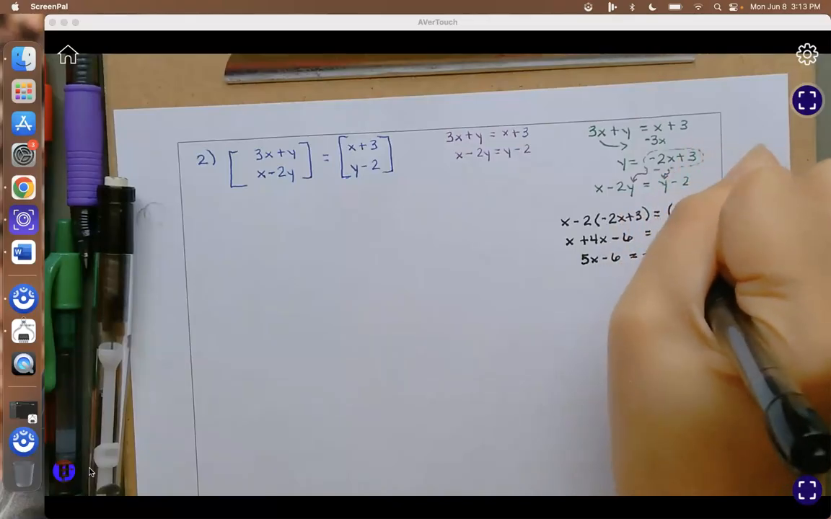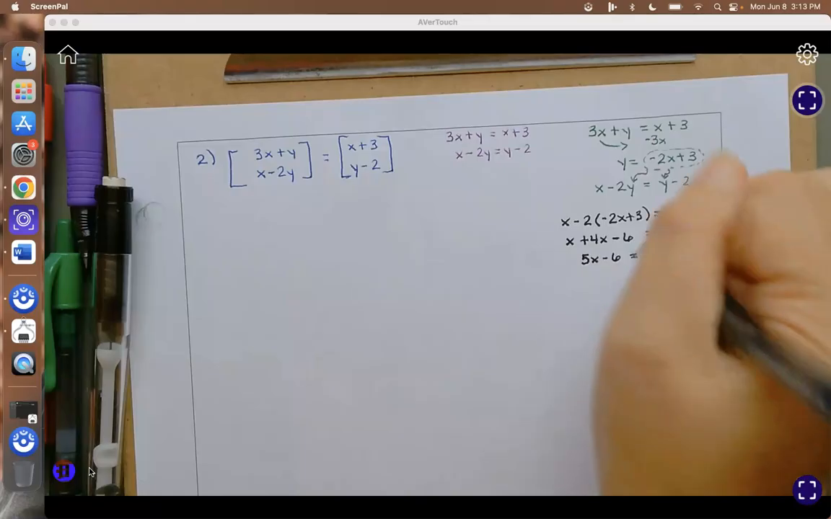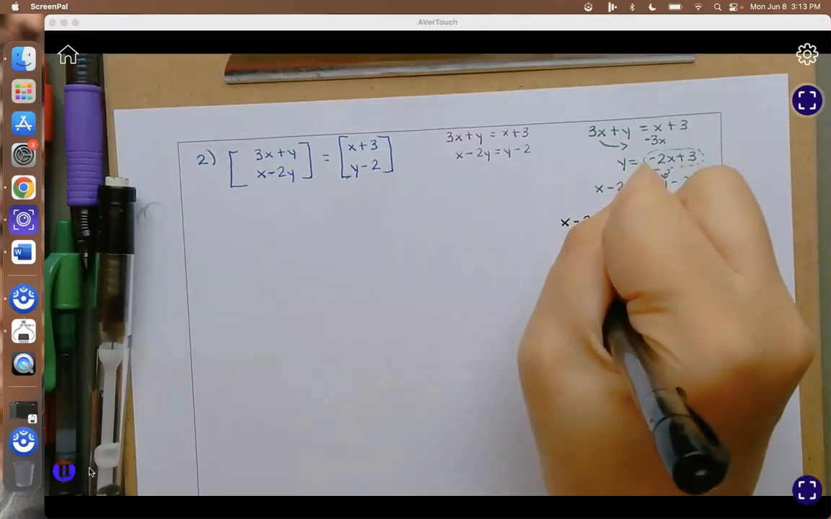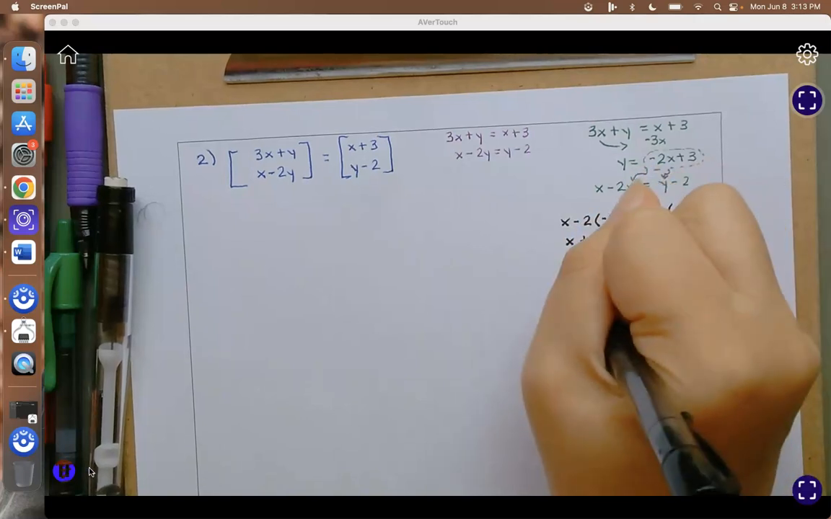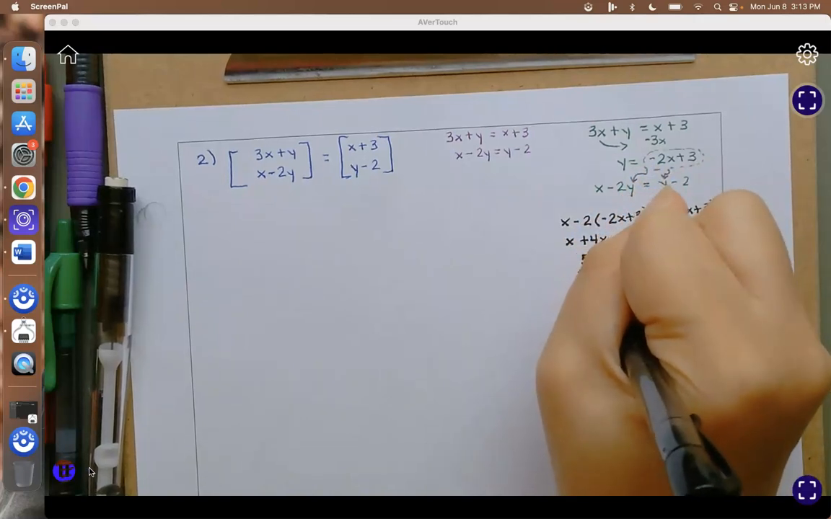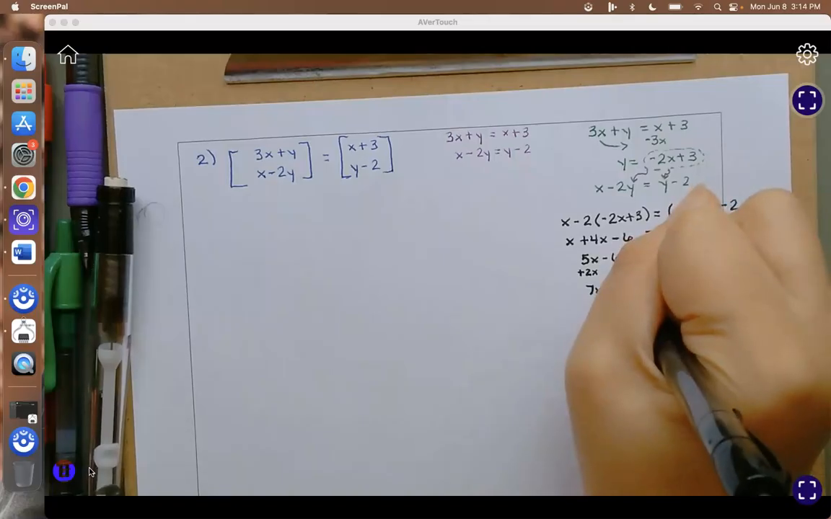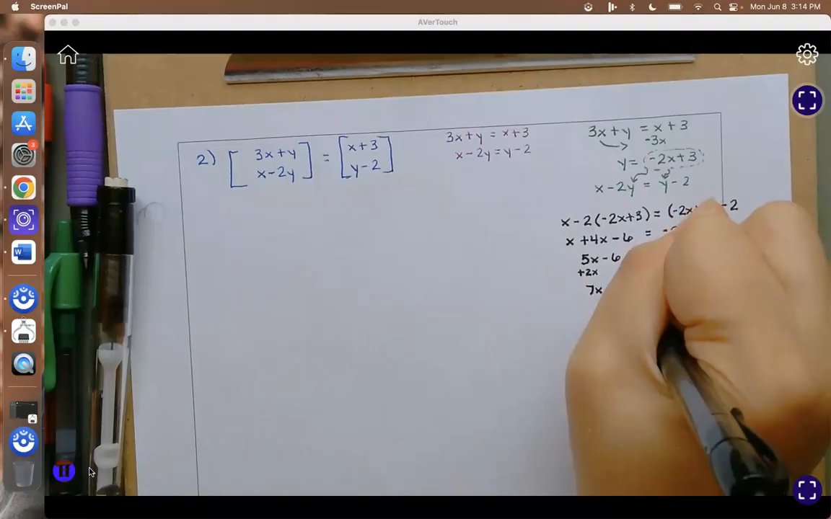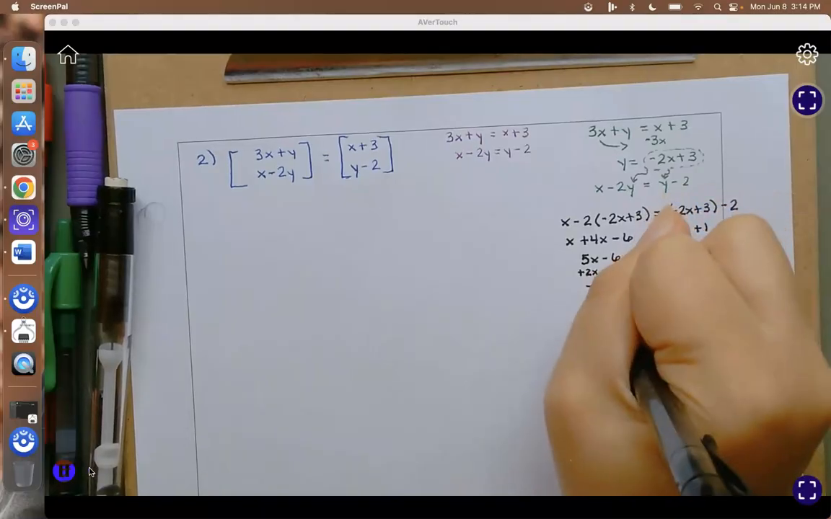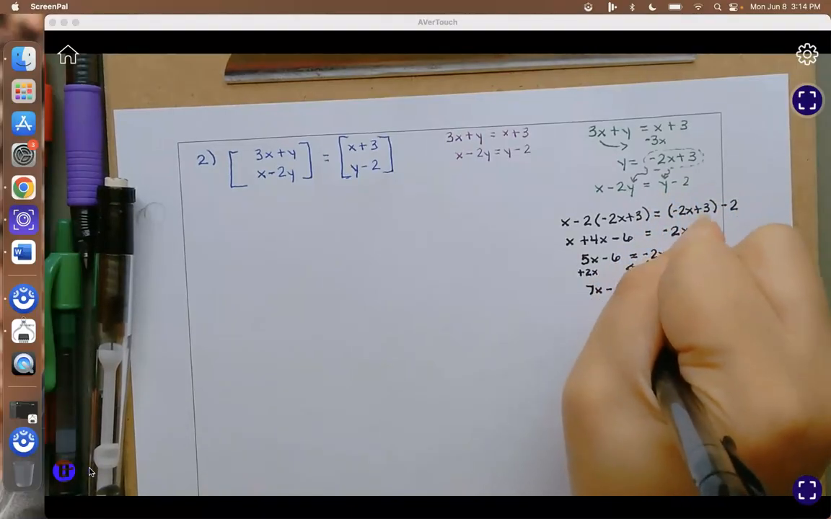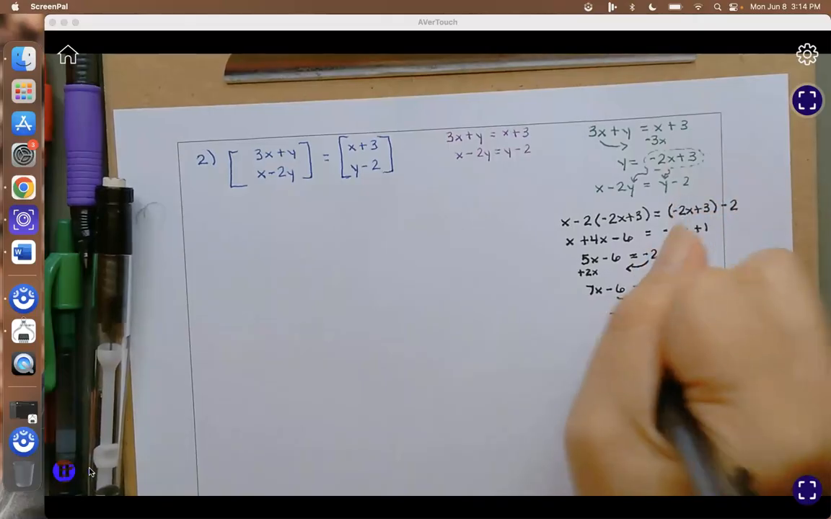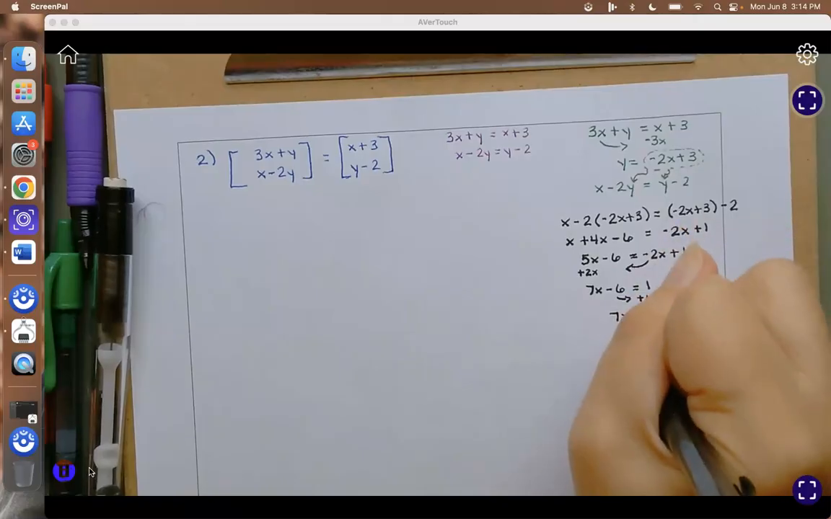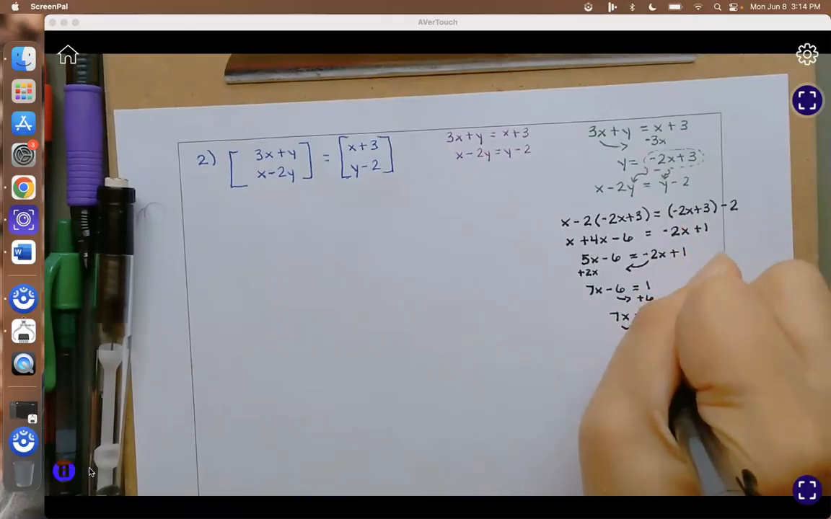Now, we need to get the letters on the same side. So I'm going to move this 2x over and add it over here. So that becomes 7x minus 6 equals 1. Then I'm going to add the 6. So 7x equals 7. Divide by 7. So x equals 1.